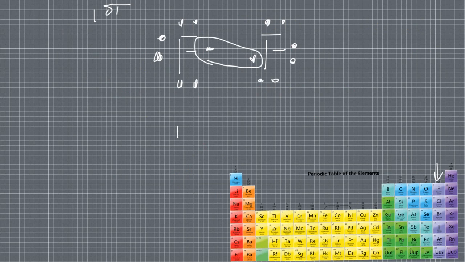I'm again going to show F2. So my second step is to show that bond between them. It is again a single bond, and then I'm going to show my extra electrons on the outside.